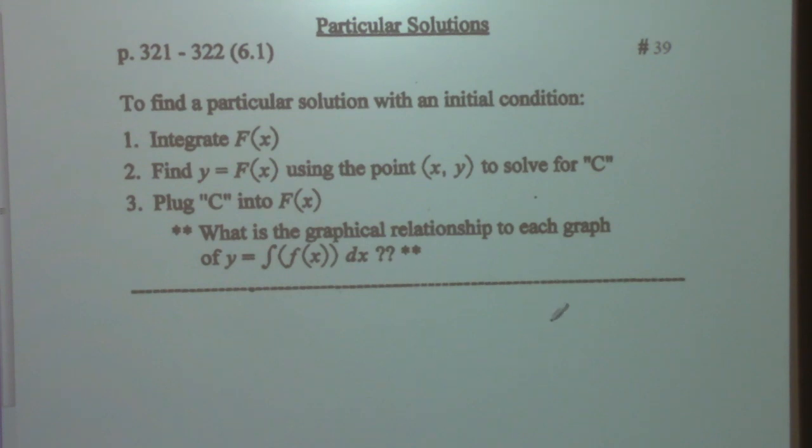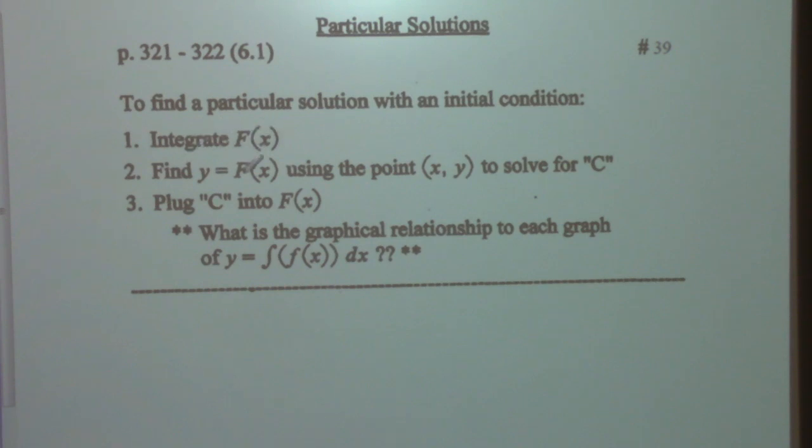Okay, next, and we're just about at the end of class, but we're going to talk about particular solutions. Didn't we talk yesterday about general solutions? So now we're talking about particular solutions. Basically, a particular solution is like an integral, but you're given enough information to actually get an answer where you don't have to put plus c. So you can see what that is here.